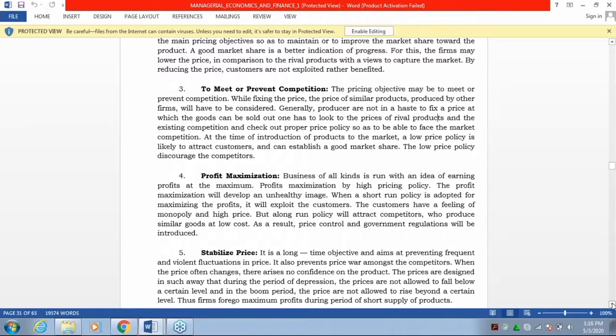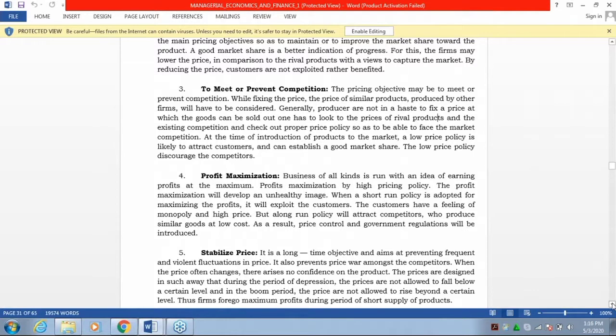I think we are all getting it. So the next one is stabilized price. It is a long-term objective and aims at preventing frequent fluctuations in price. It also prevents price war among the competitors.